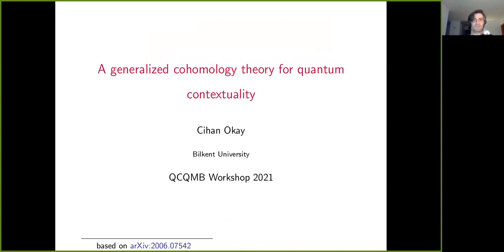So I'm going to talk about a generalized cohomology theory, which is an object of algebraic topology, for quantum contextuality. The idea is going to be to introduce this generalized cohomology theory within the next 25 minutes. And I'll try to give you an idea of how to use that object to detect contextuality.